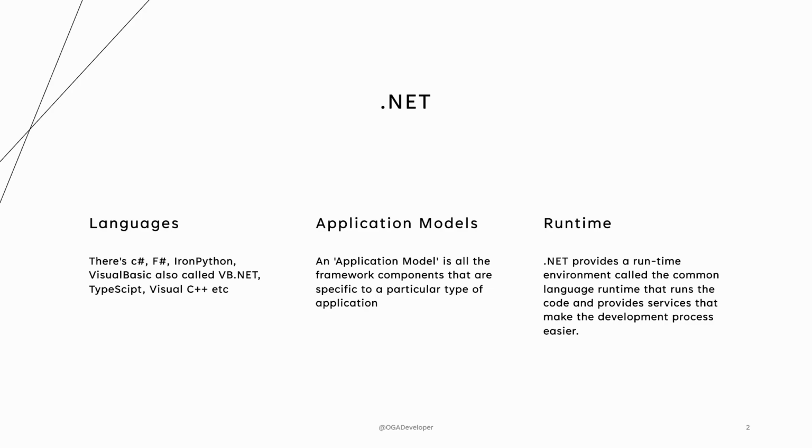And despite knowing all these languages, how do you put them to use? Like, how do you use them? And this is where application models come in. So what is it? Application models is a pattern of components that are needed for you to create a particular type of application. Because think about it this way.